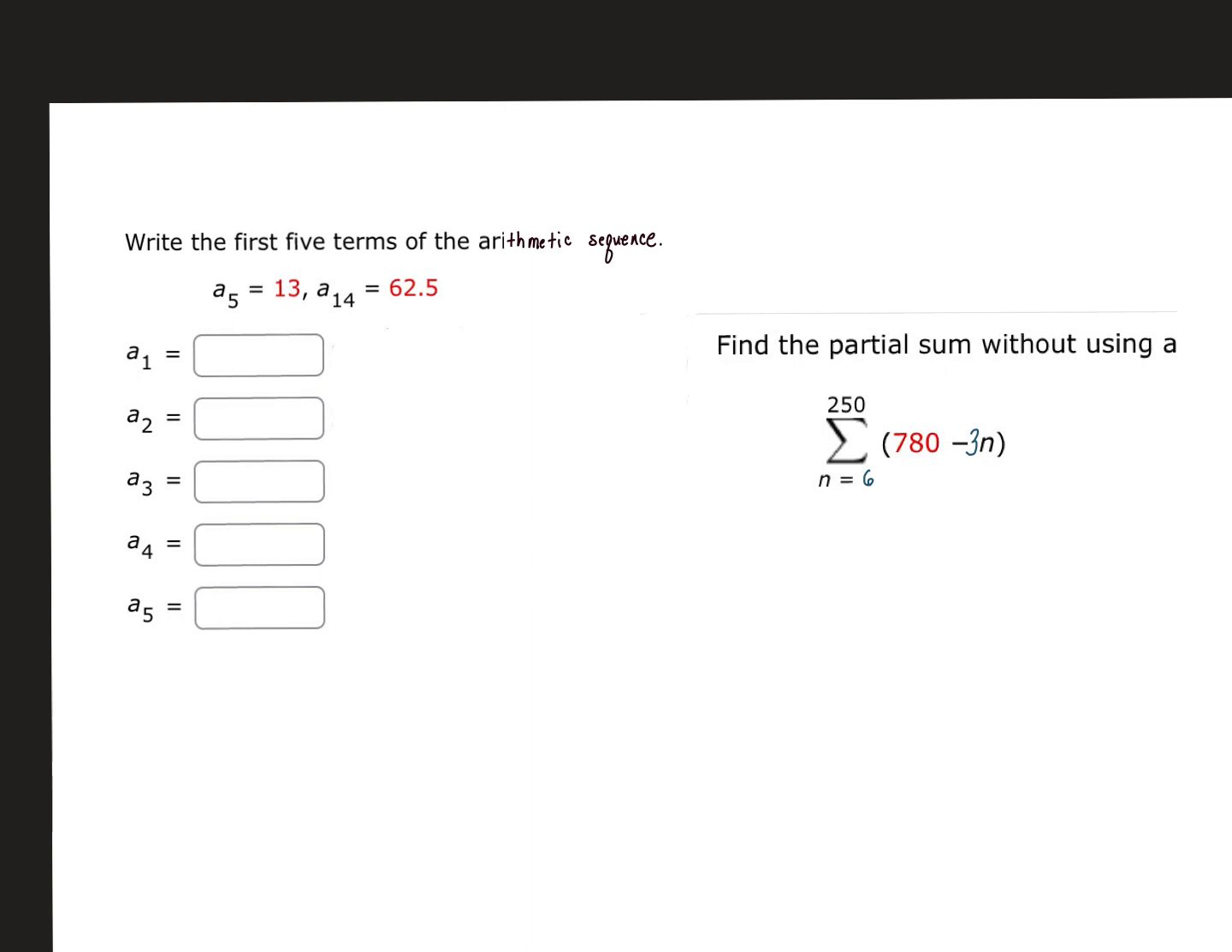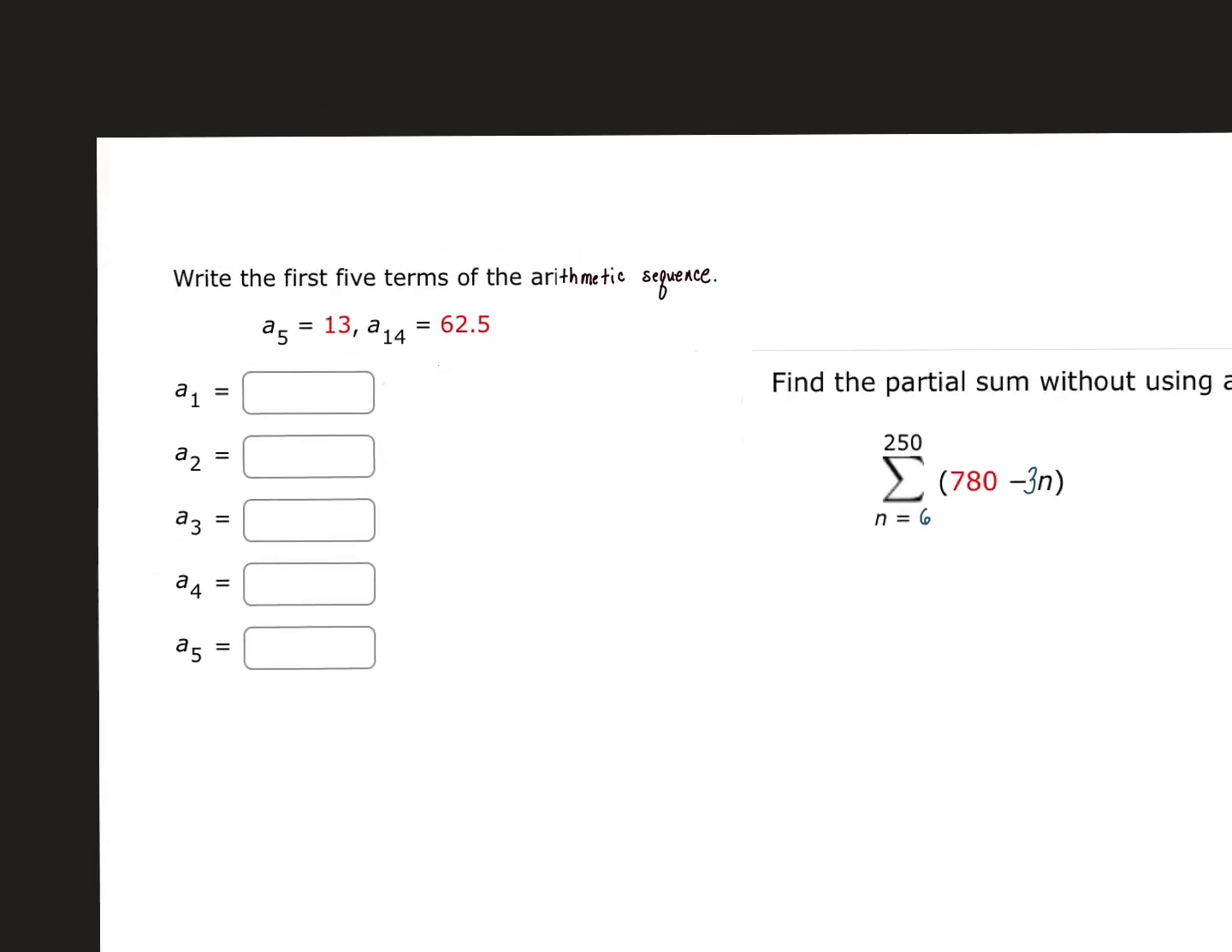The formula to write the arithmetic sequence is a sub n equals the first term plus n minus 1 times the common difference, correct? So you need to have those two things, the first term and the common difference, to write a rule or to write the formula. Do you have either of those things in this first example? No, we'll call this 1.